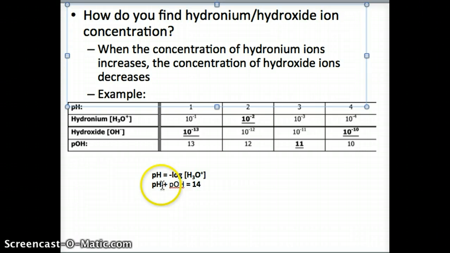You can calculate pH by using these formulas. pH equals negative log of H3O plus, or pH plus pOH equals 14. So look up here, pH is 1, the pOH would be 13. So just keep these in mind as we start reviewing.